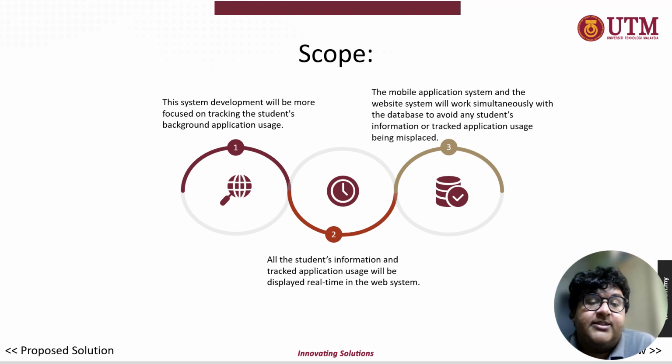So the scope of this project is that system development will be more focused on tracking the students' background application usage. All students' information and tracked application usage will be displayed in real time in the web system. Every time a student keys in the attendance, the system will update. Third, the mobile application system and the website system will work simultaneously with the database to avoid any student's information or tracked application usage being misplaced.